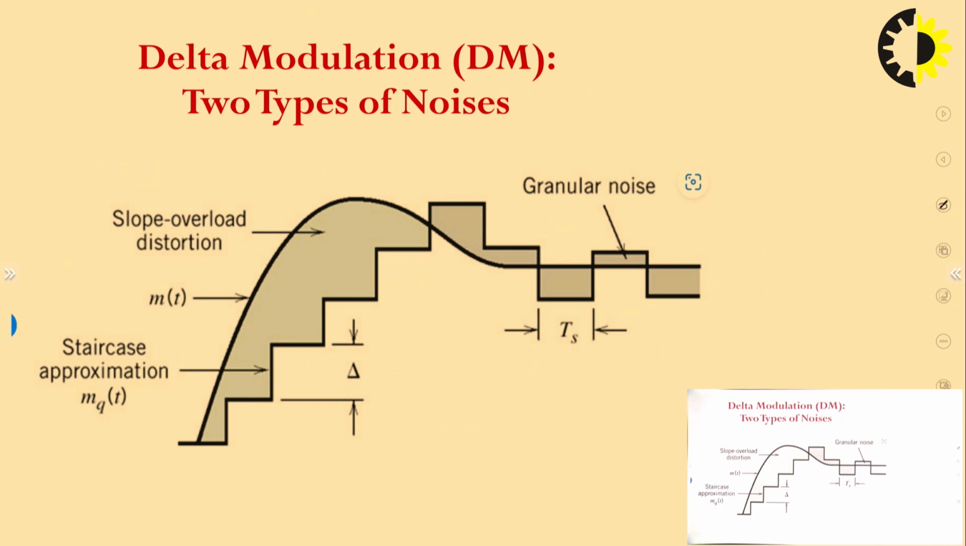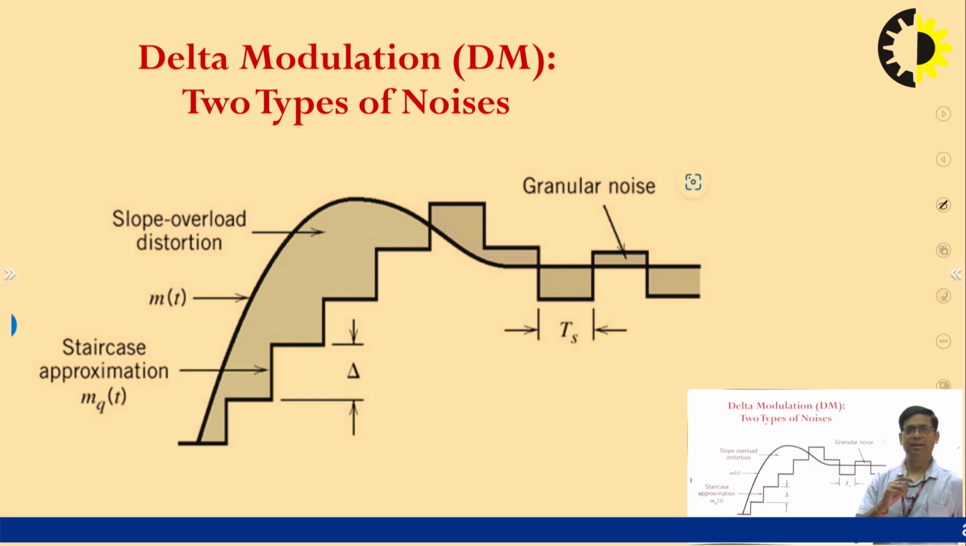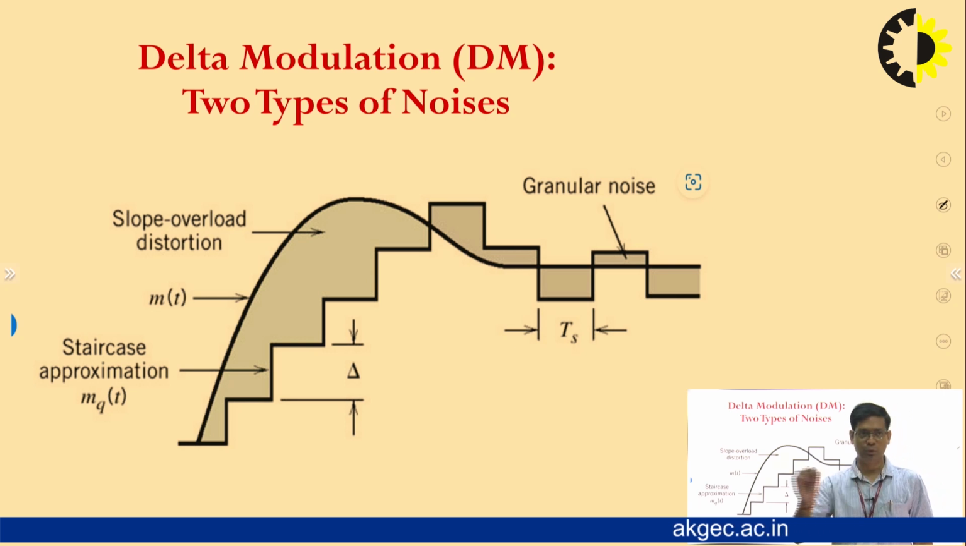Now, this delta modulation technique, which we just discussed, has two drawbacks. There are two kinds of noises that occur here. One, when the slope of the message signal is very high, and the second, when the slope is 0.